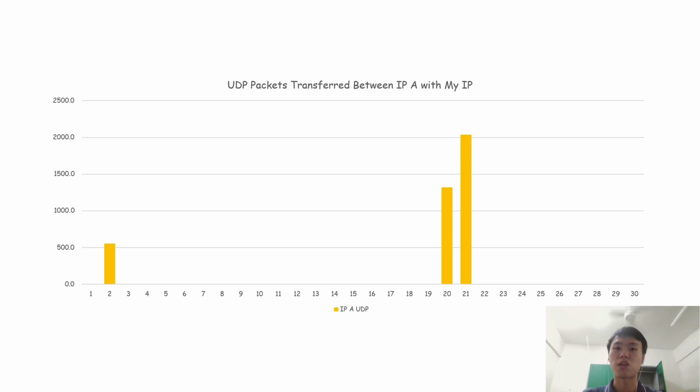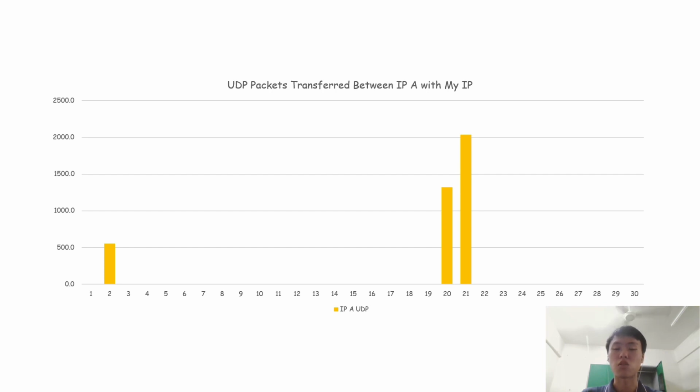Next, this is a bar chart for the number of UDP packets transferred each second. The possible reasons for the absence of UDP packet transfer during the time intervals of 3 to 19 and 22 to 30 seconds could be temporary connectivity problems, causing the UDP packets to be dropped or delayed.